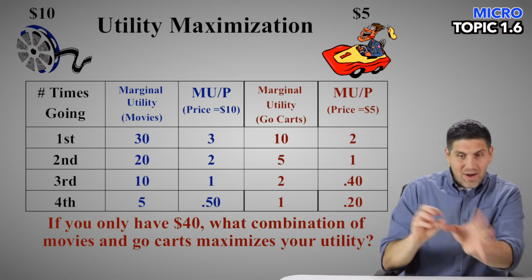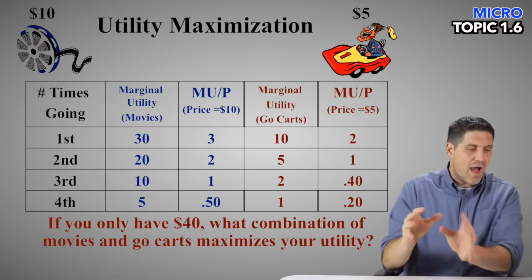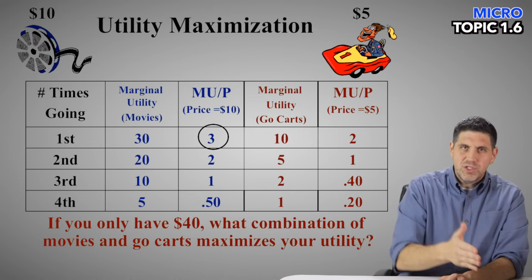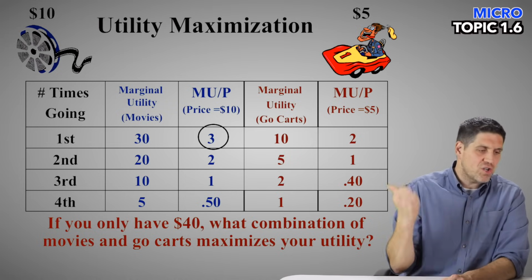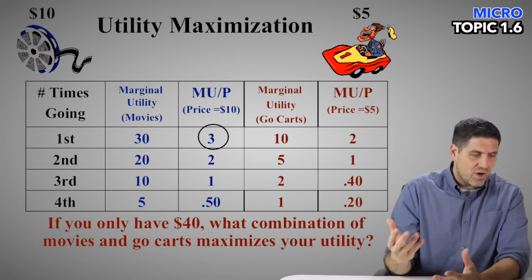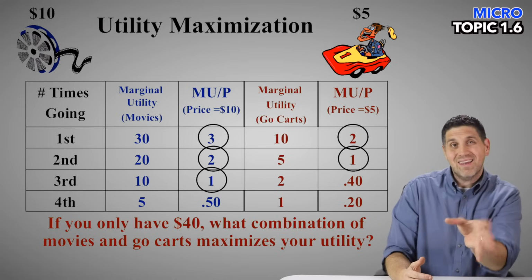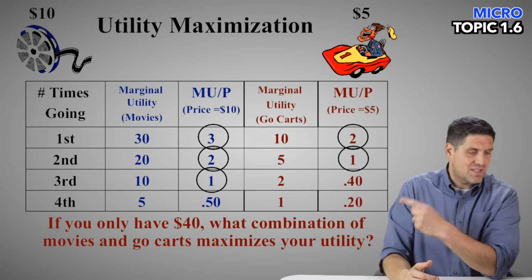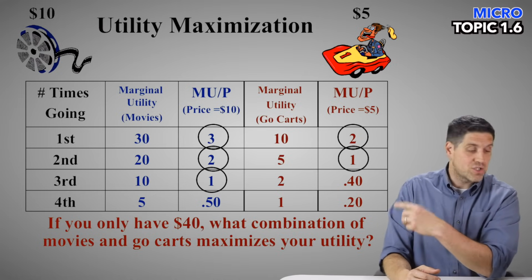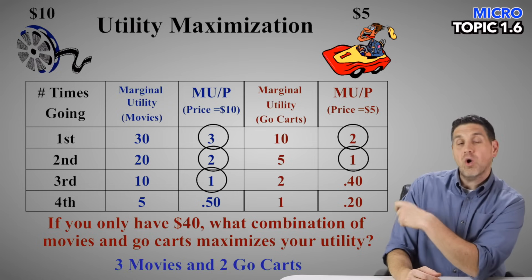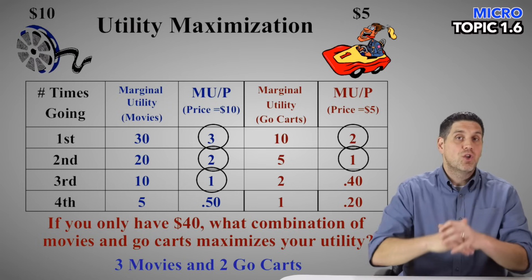And what you gotta do is figure out which one you wanna do first. Well, obviously the one that gives you the most marginal utility per dollar. So you pick the first time going to the movies, and you have some money left over, and so you choose the go-karts. You keep doing that until you run out of money. Now they usually give you an income constraint. In this situation, it's $40, and with that $40, going to the movies 3 times and doing go-karts 2 times would maximize your total utility.